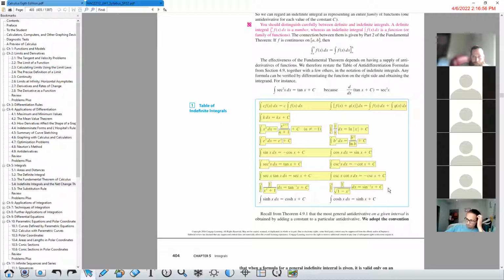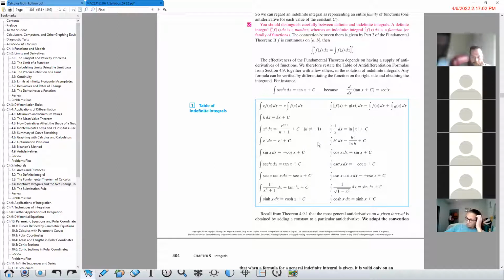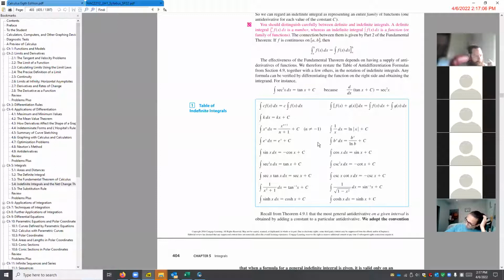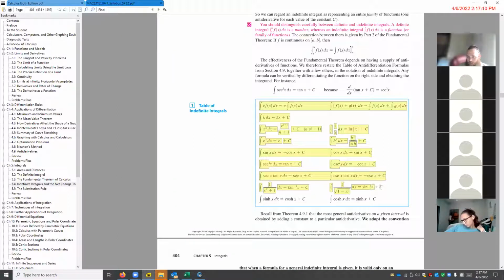Know them cold. Okay, we're going to do some examples here, and then we're going to talk about that thing called the net change theorem. Before we do that, any questions on any element of this table? Is there anything here that we'd like to remind ourselves why it's true? Anything about the notation?